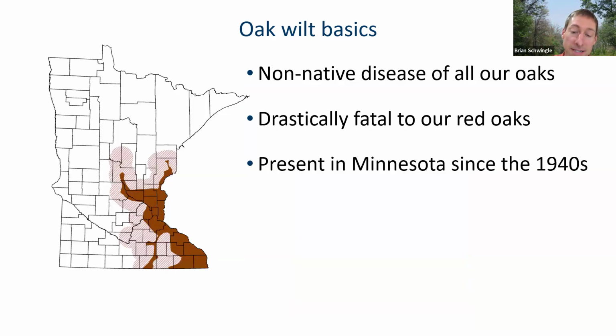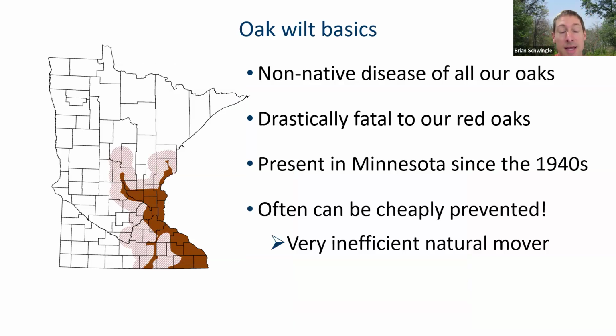Oak wilt's been present in Minnesota since the 1940s. But as you can see on that map on the left, it hasn't spread yet to cover even half of the state. It's a very inefficient mover. The stars kind of have to align for oak wilt infection to occur.